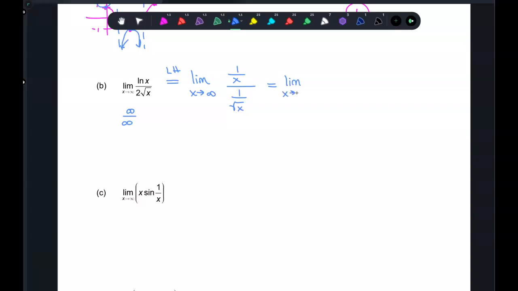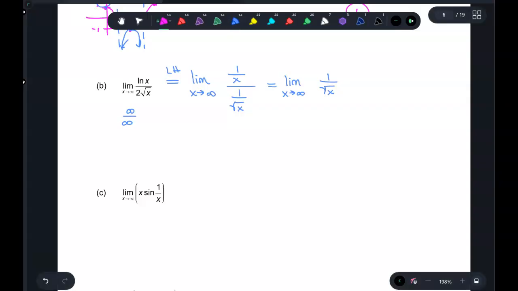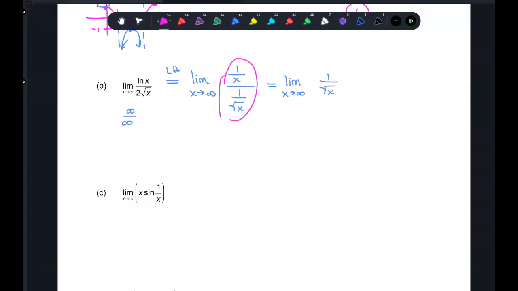which I can simplify to 1 over root x. Well, think about if I took this, right? I could make this root x over x, and then think of that as x to the 1/2 over x to the first power, and subtract the exponents. So this whole thing will go to 0.